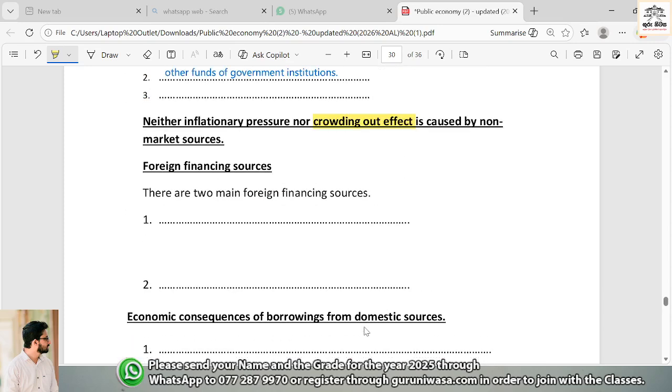Right. Last point, foreign debt, foreign finance sources. There are two main foreign finance sources. Write down the first one, so that we can divide foreign loans into two parts. Number one, concessionary loans. What is meant by concessionary loans? Write it down.